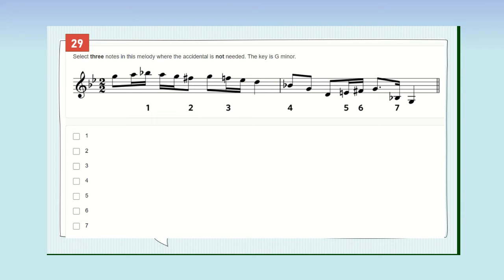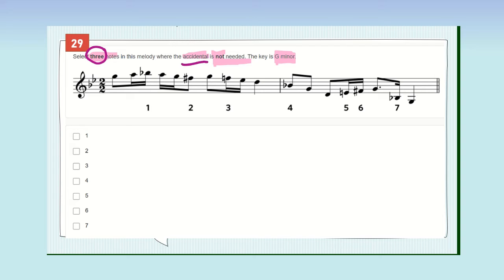Next, question 29. Select 3 notes in this melody where the accidental is not needed. The key is G minor. Okay, so the keyword over here is 3. You need to pick up 3 notes where the accidental is not needed, okay? Key is G minor. G minor is very important too. Okay, so let's go through one by one each of these keywords. So we know that we have answered 3, yeah?